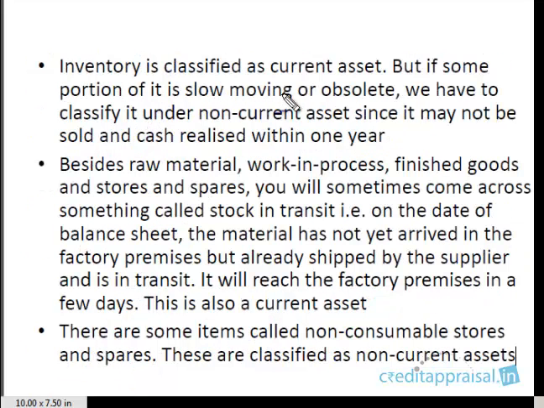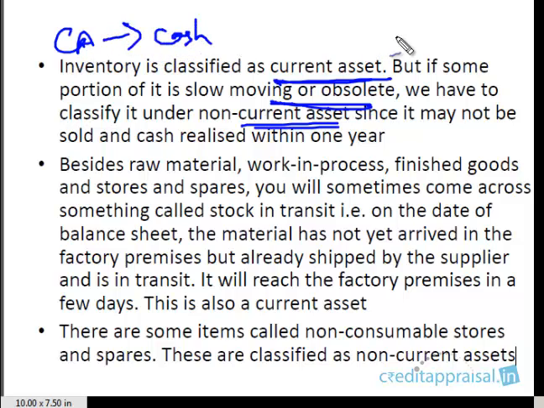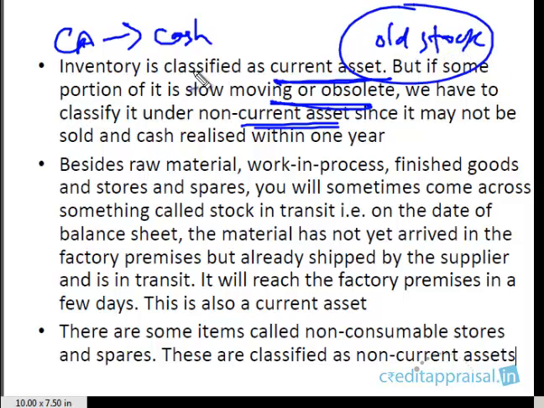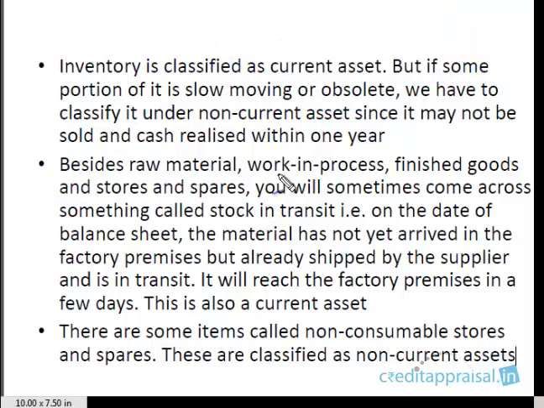So be clear on the classification. Always inventory is a current asset. There might be some items that are slow moving or obsolete. You're going to see some items that are not moving because maybe they're outdated. In which case you have to classify them as a non-current asset. Please always remember the current asset is something which you can convert into cash very quickly. So if there is some old stock that is not moving out of the godown, it just got stuck in the godown, that portion you treat as a non-current asset because you are not going to get cash out of it in the near future.